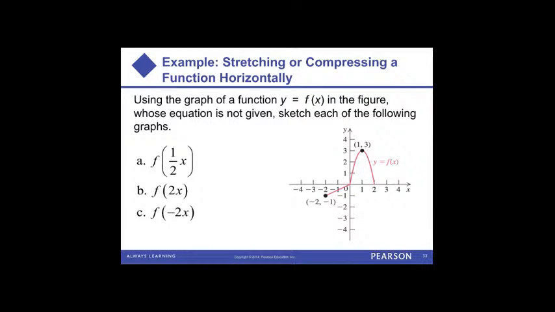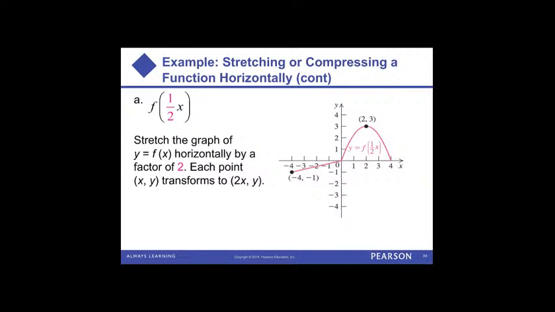The first one, we're anticipating a horizontal stretch, right? So let's see it here. Stretch the graph of this horizontally by a factor of 2, right? Each point transforms to 2x comma y, right? So we did stretch it horizontally. And it's almost like you had to say x divided by that thing for it to behave properly to get a better sense of it.